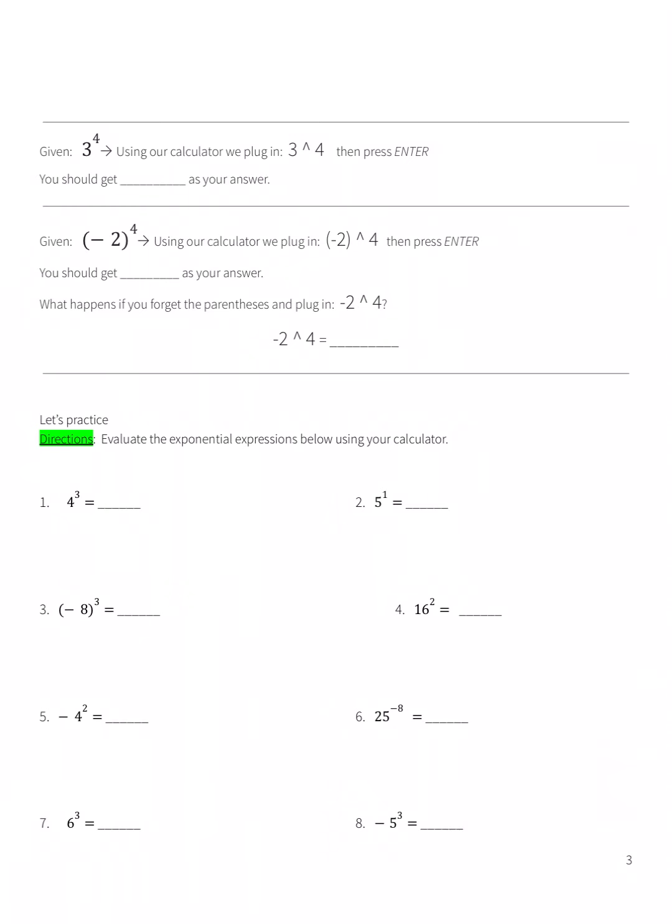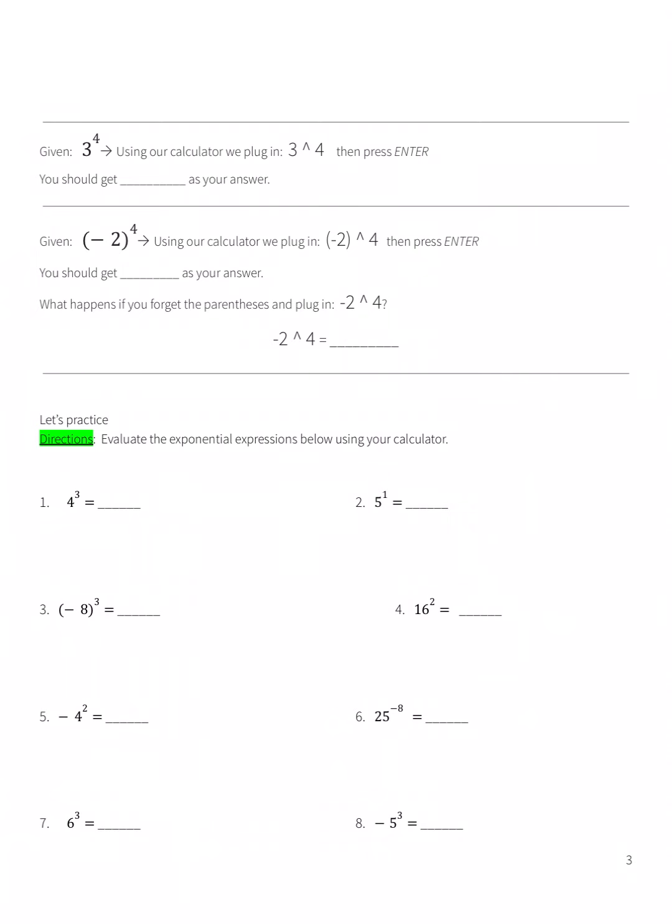Okay, so here we go. I want you to find a calculator, and I want you to try what I just said. Either use the website or use your calculator. So we have 3 to the 4th power. In your calculator, you would plug in 3 caret 4. 3 is my base. The caret represents the power. So you see it's 3 to the 4th. When we put our power in the calculator, this little symbol is called a caret. So caret 4.